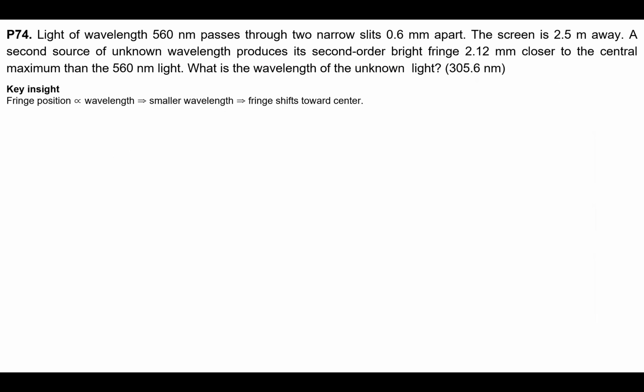Light of wavelength 560 nanometers passes through two slits. Again, the screen is 2.5 meters away. A second source of unknown wavelength produces second order bright fringes 2.12 millimeters closer to the central maximum than the 560 nanometers. What is the unknown wavelength? So fringe position is related to the wavelength.